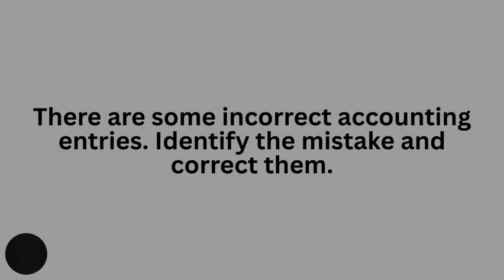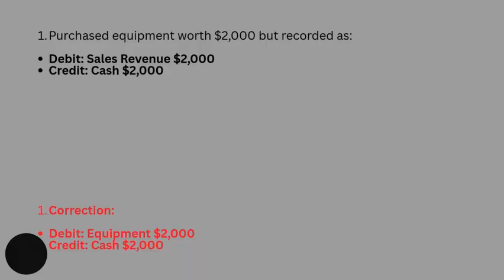Section 3, identifying the errors. There are some incorrect accounting entries. Identify the mistake and correct them. Let's take a closer look at the first error in our entries. We purchased equipment worth $2,000, but instead of recording it correctly, we mistakenly debited sales revenue and credited cash.